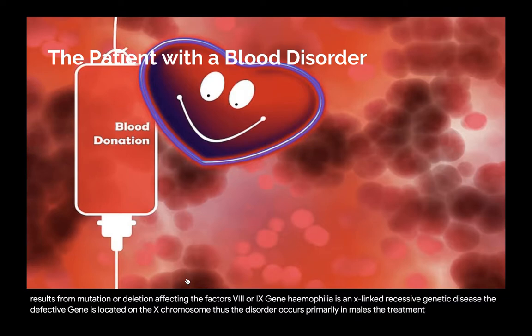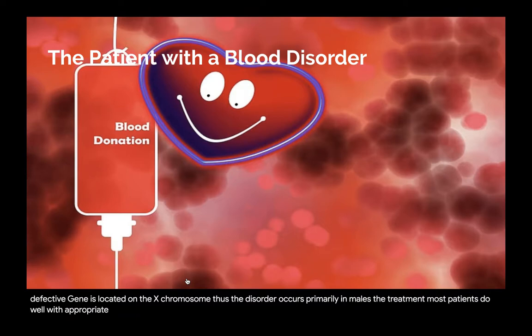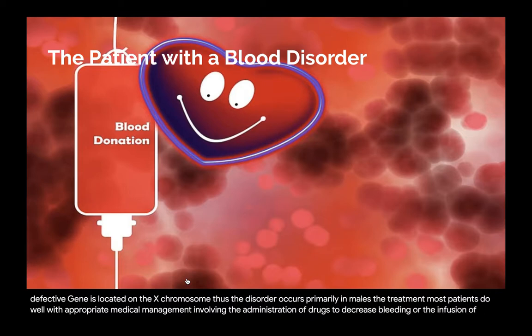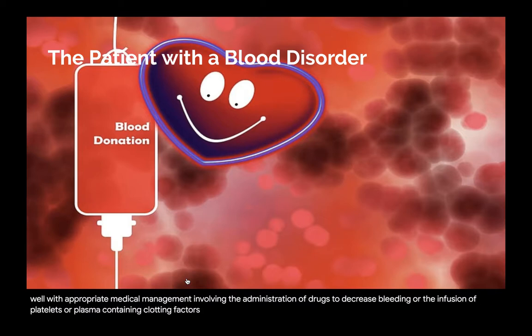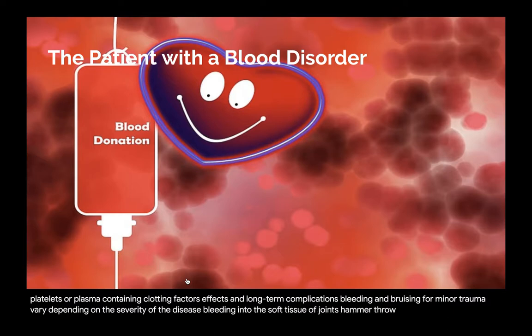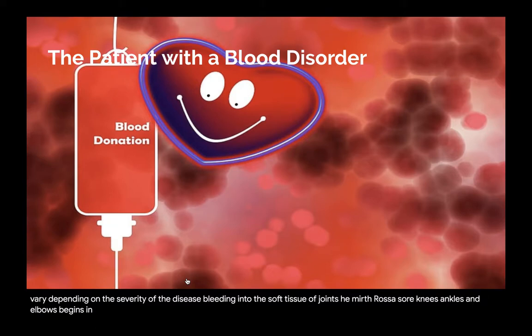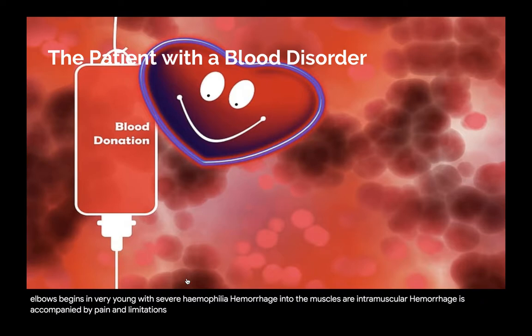The treatment: most patients do well with appropriate medical management involving the administration of drugs to decrease bleeding or the infusion of platelets or plasma-containing clotting factors. Effects and long-term complications: bleeding and bruising for minor trauma vary depending on the severity of the disease. Bleeding into the soft tissue of joints, hemarthrosis, of knees, ankles, and elbows begins in the very young with severe hemophilia. Hemorrhage into the muscles, or intramuscular hemorrhage, is accompanied by pain and limitation of motion. Bleeding from the gingiva is common and more extensive when periodontal infections are severe.